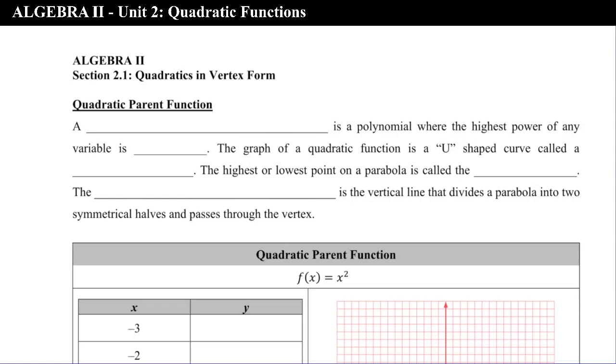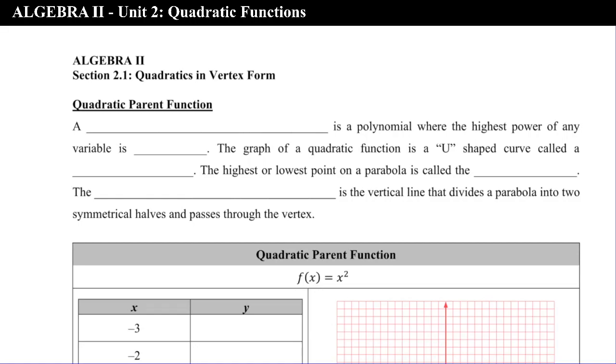Hello and welcome to the Unit 2 Section 1 video on quadratics in vertex form. So before we start talking about quadratics in vertex form specifically, let's just talk a little bit about what a quadratic parent function looks like.